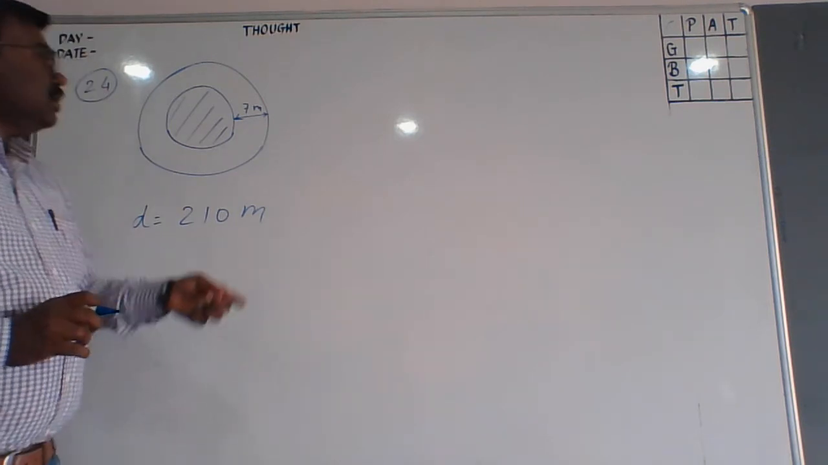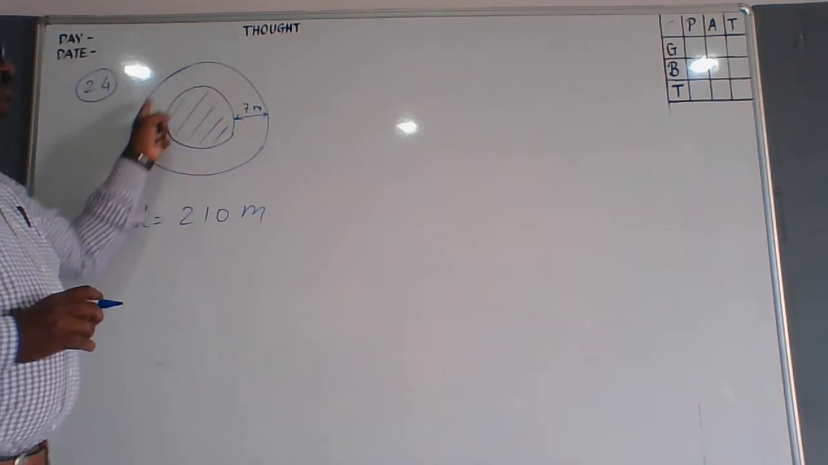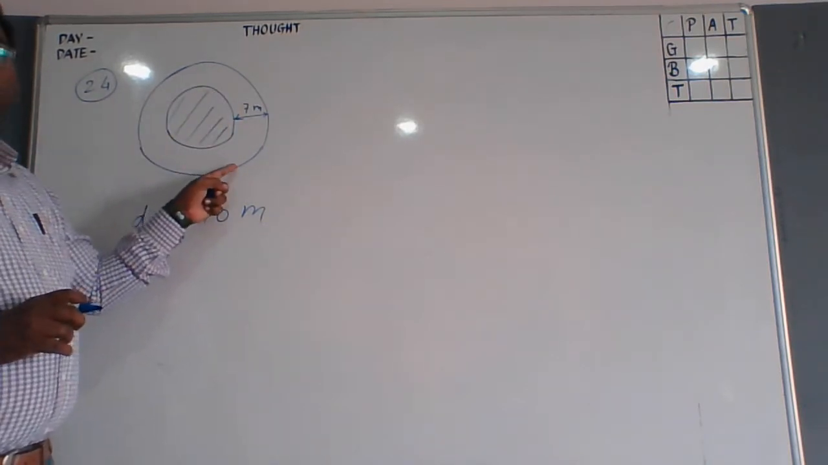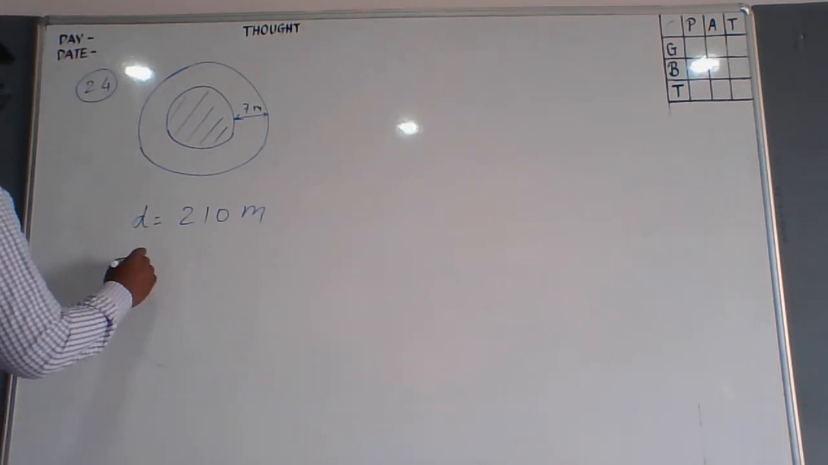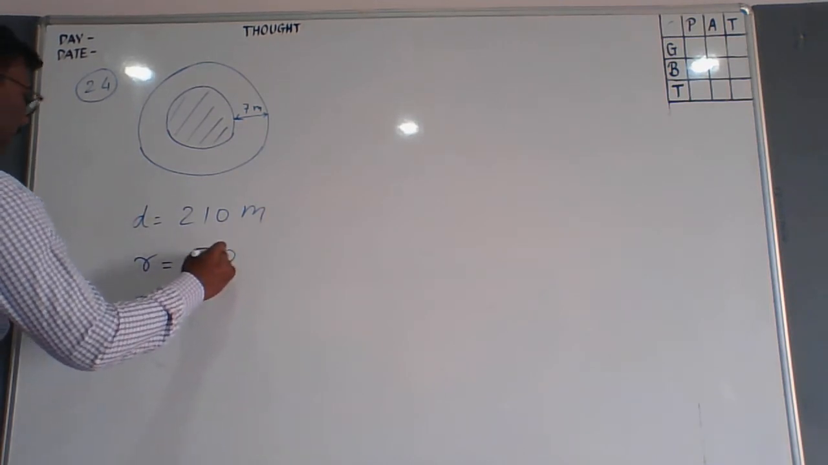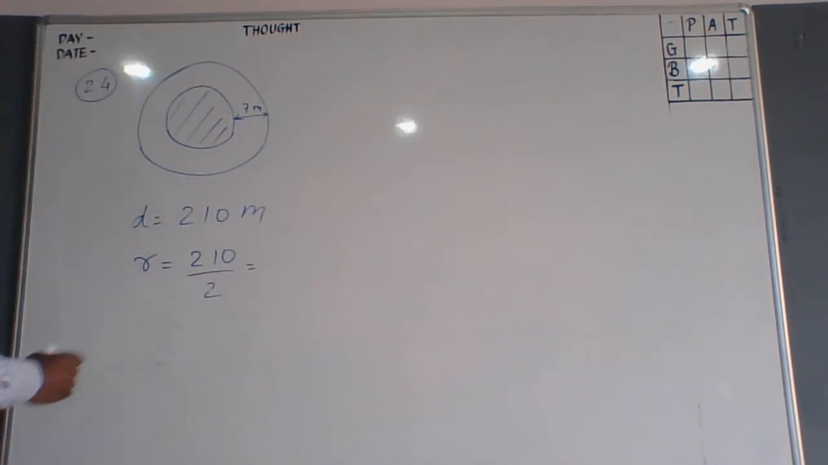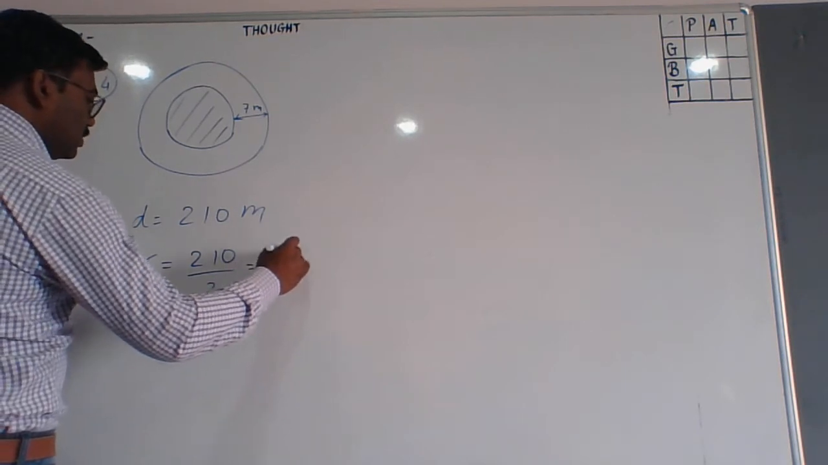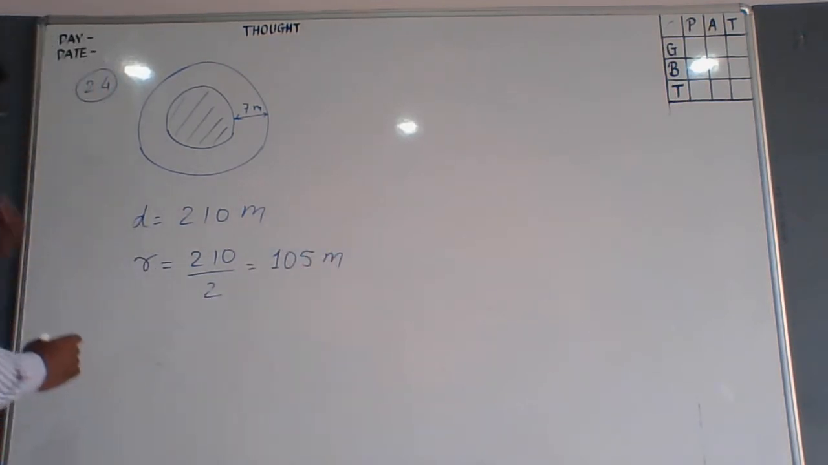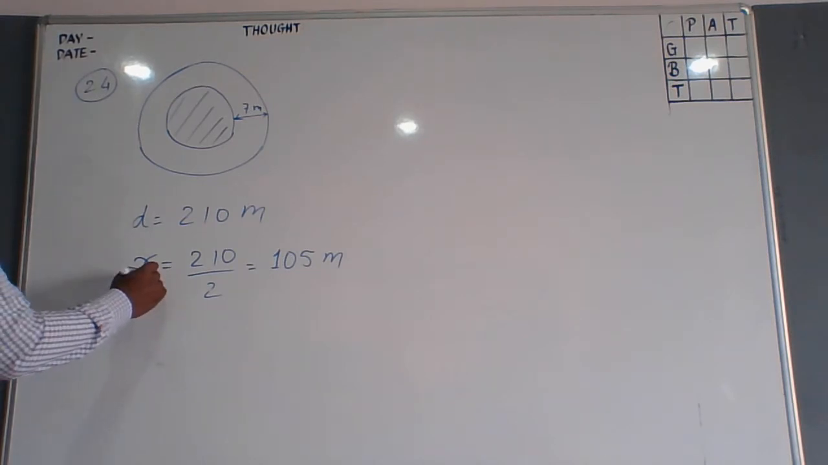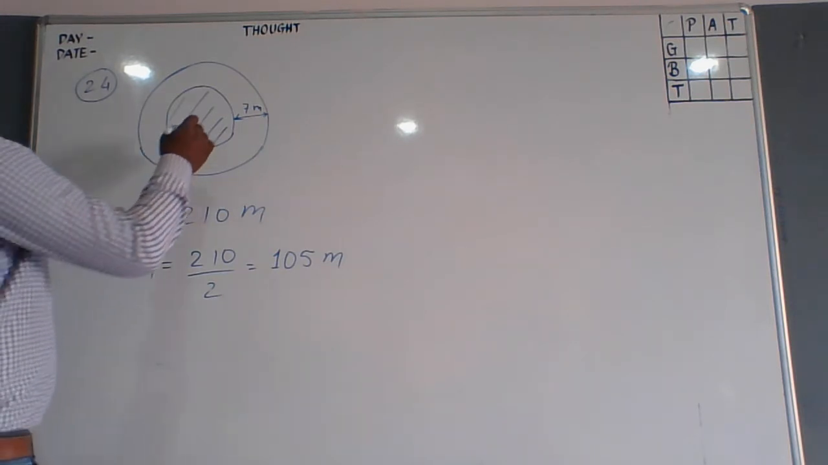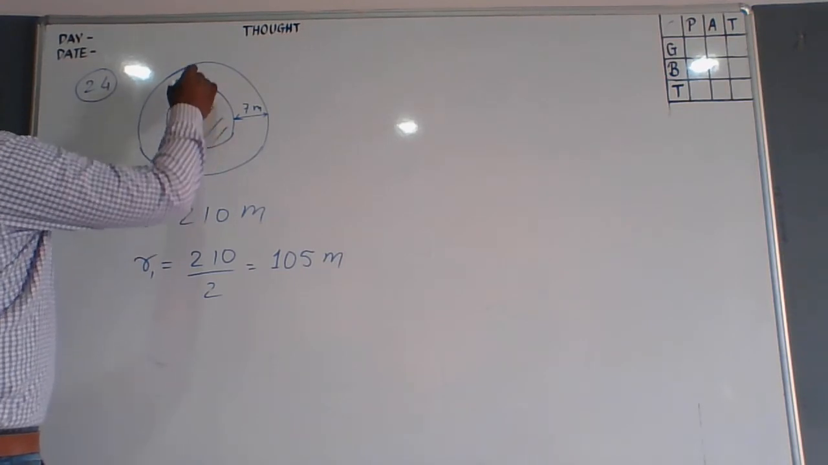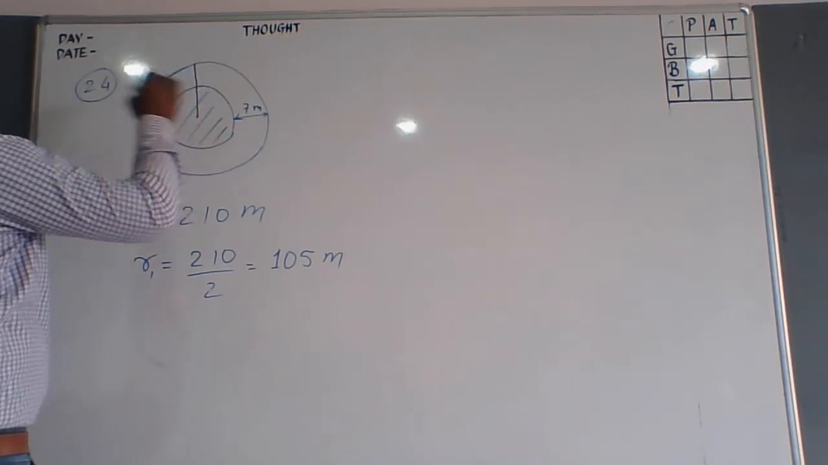Now students, this unshaded portion is the path, right? So let us find out the radius for it. It is 210 divided by 2. So it will become 105 meter. Okay. So it is our internal radius. Let it be R1. Clear? So if we want to find out the external radius, so this is our external radius.